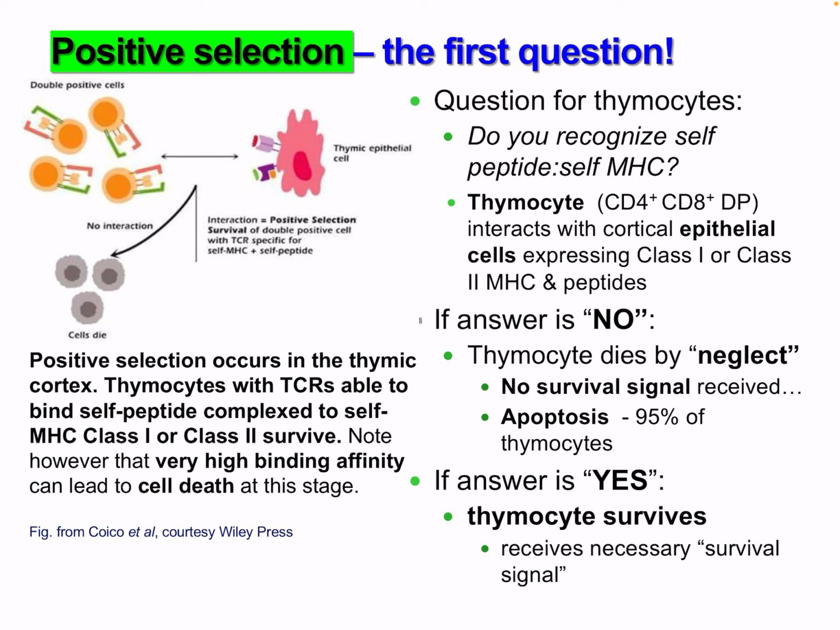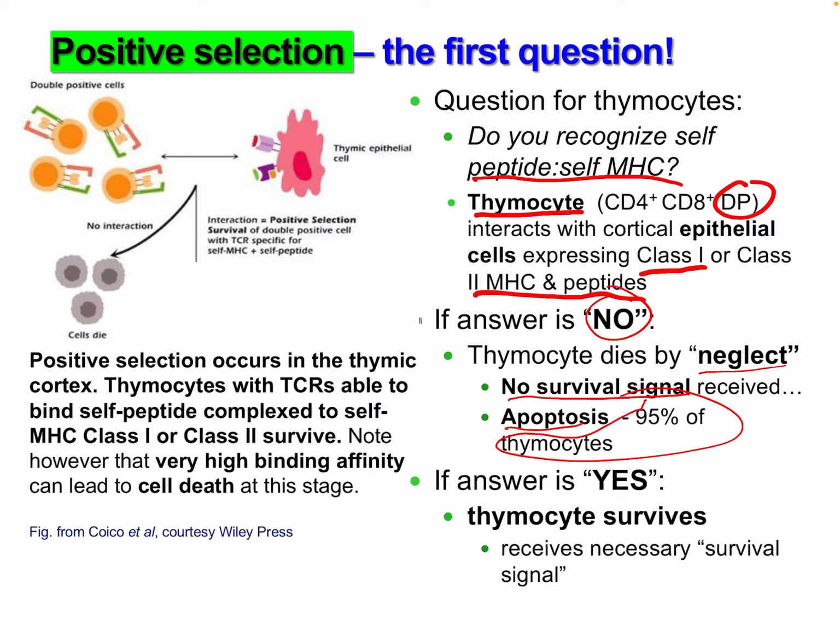So positive selection. The first question these thymocytes have is, do you recognize our self-peptide MHC molecule? These thymocytes, which are double positive, interact with cortical epithelial cells expressing our class 1 or class 2 MHC and peptides. If the answer is no, these thymocytes die by neglect. So we need them to be able to recognize our MHC in order to function. This results in no survival signal, and there's apoptosis, which occurs for 95% of thymocytes.